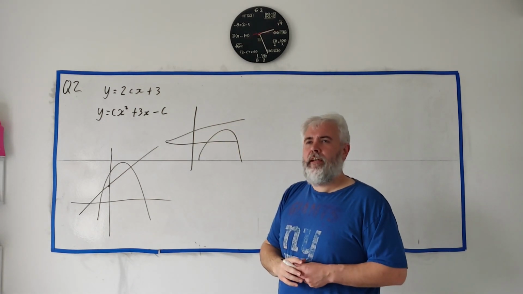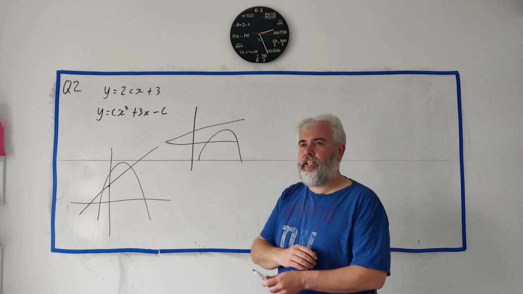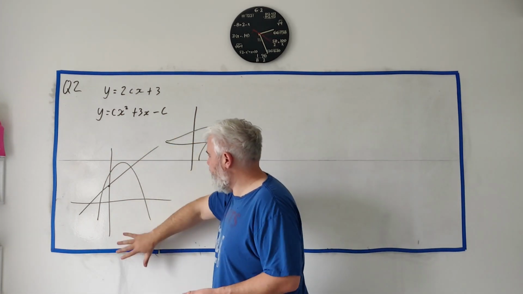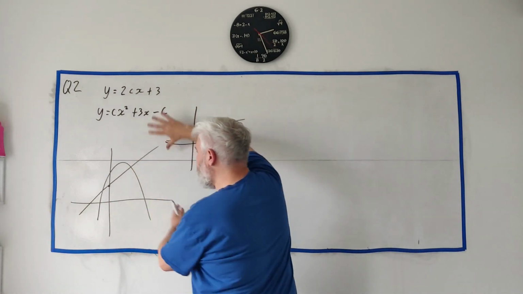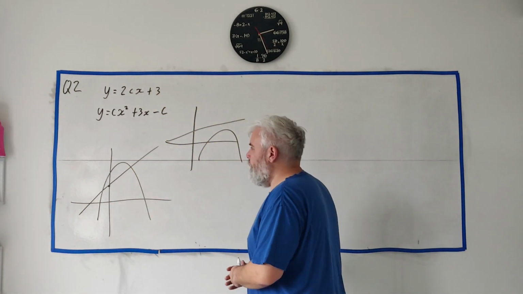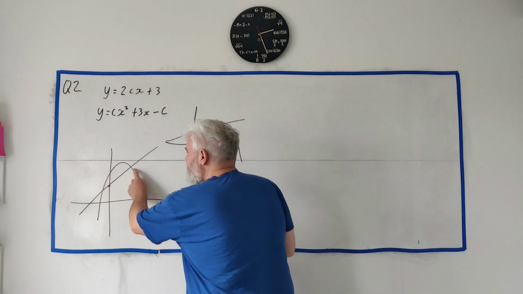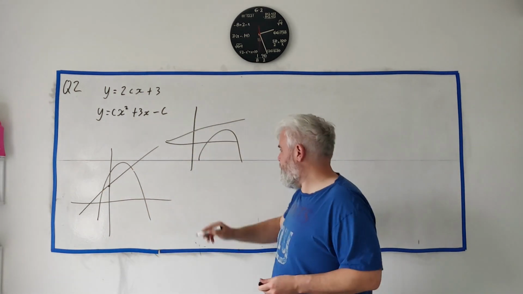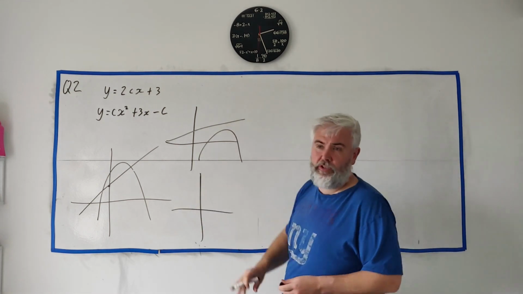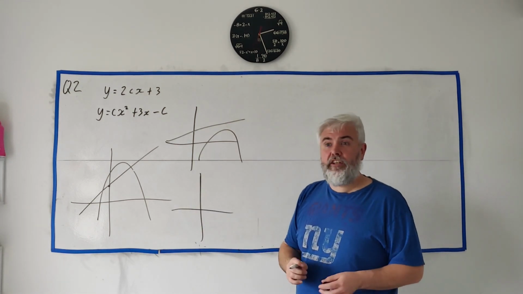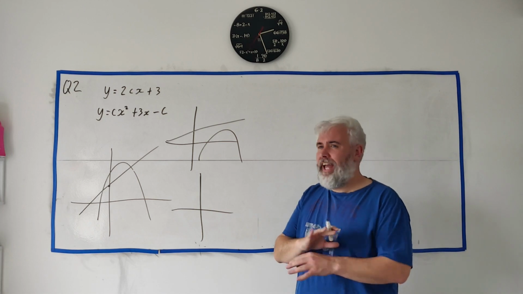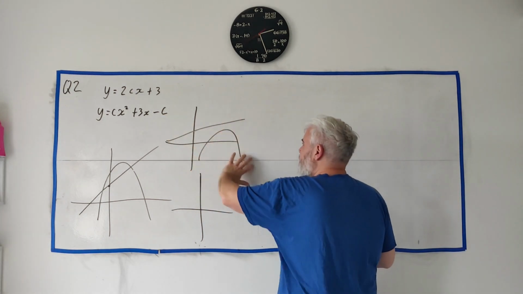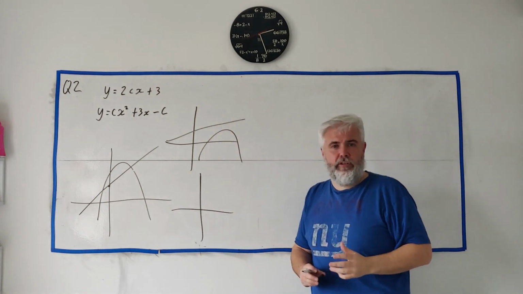B asks, the line and the curve intersect for all values of c. So if you change c, both of these move, stretch, go up and down, but no matter what you do, they always intersect. That would be B. And then the last option, C, well, I guess this picture will do. C, the line and the curve do not intersect for any value of c. So if I change c, no matter how I change it, they never intersect each other.